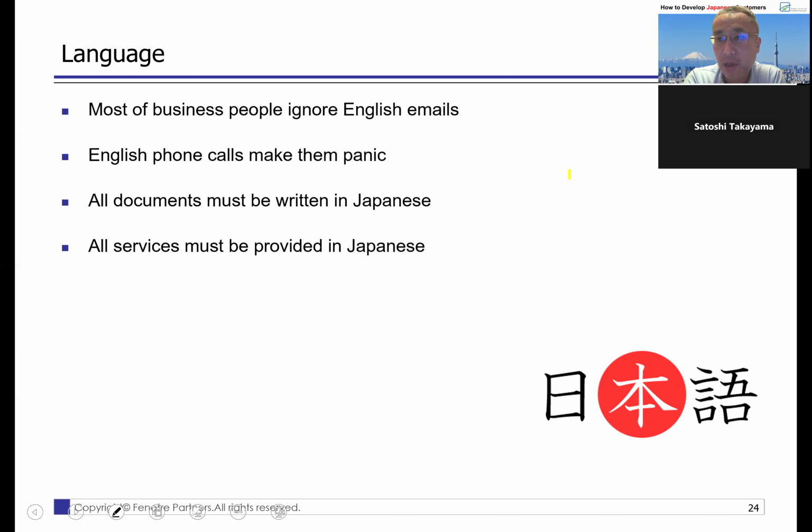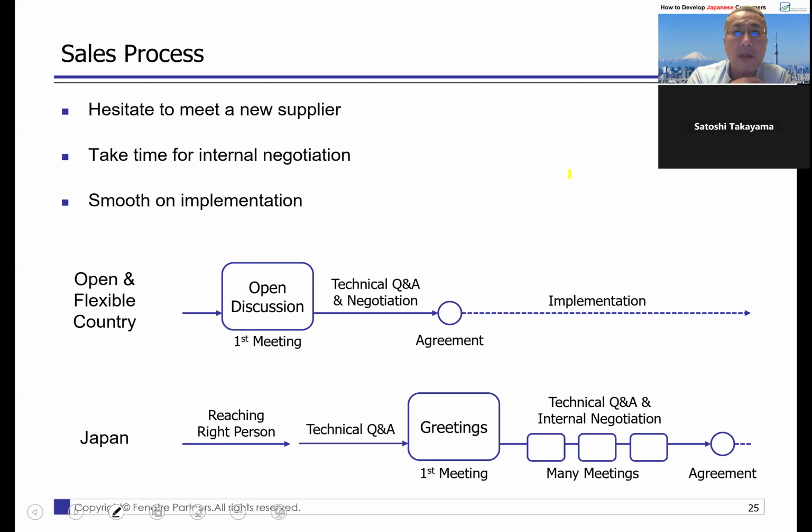And also you have to have communication in Japanese, which means you have to have someone working on the ground in Japan. And this is a sales process. In some open and flexible countries, people accept your meeting offer easily. Yeah, let's discuss, let's meet. And then maybe you have some discussion with some of them. But on the implementation, there are a lot of changes moving forward and backward, and some companies ignore agreements. So that may happen in open and flexible countries.